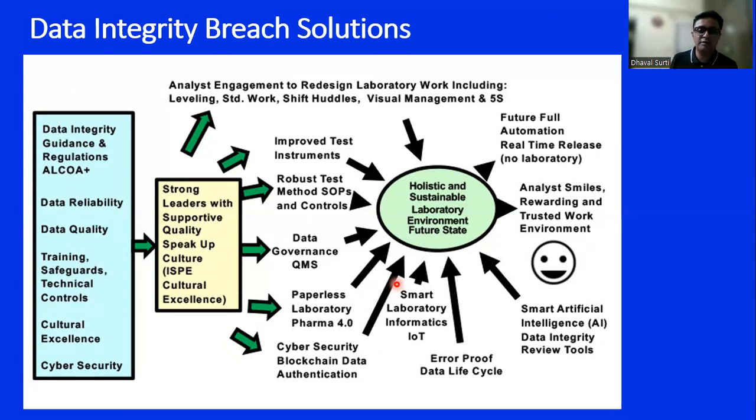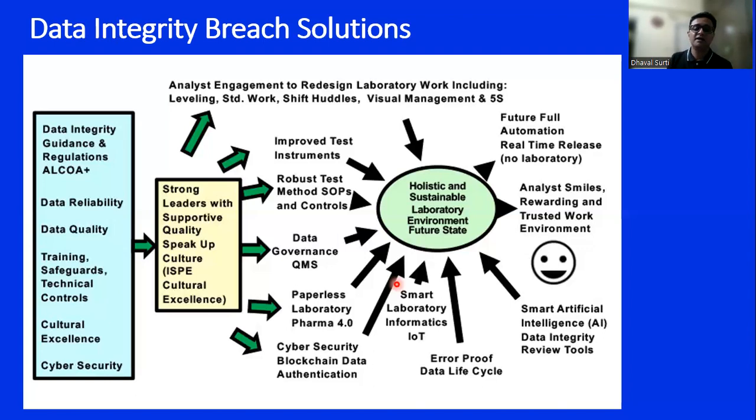And above all, we have to drive the culture for excellence. This can be done by strong leaders with supportive quality and a speak up culture. We have to encourage employees if they are facing some problem in recording the data or giving the correct results. We have to develop a culture of speak up so the person can come up and say, boss, I have a problem here. If I have to make accurate readings, these are the difficulties, or this machine has an issue, or this test method has an issue. You have to encourage persons to not continue with the problematic system.